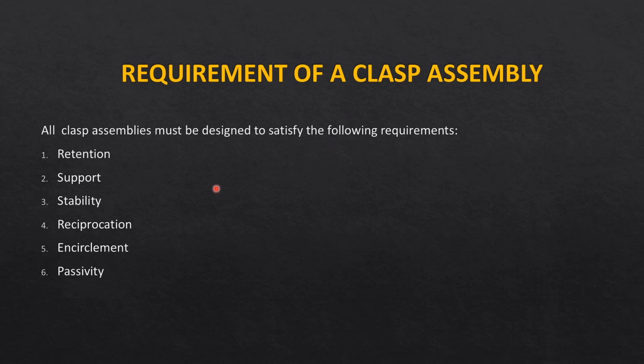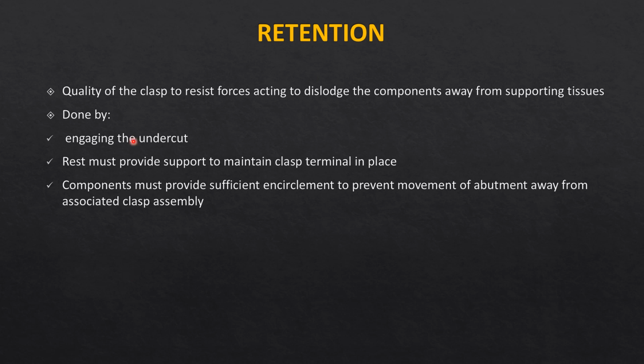So next, coming to the requirements of a clasp assembly. All clasp assemblies must be designed keeping in mind the retention, stability, support, reciprocation, encirclement, and passivity. Coming first to retention. Retention, the quality of the clasp to resist the forces acting to dislodge the components away from the supporting tissue, that is in a vertical direction against the gravity, is known as retention.